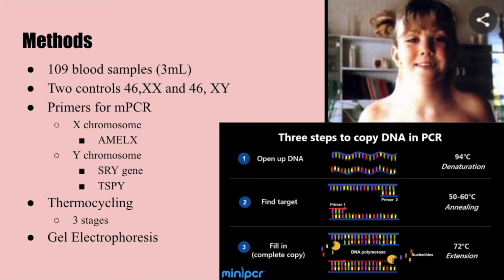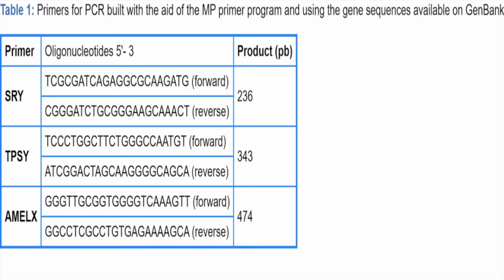Once this MPCR is complete, then the DNA is put into gel electrophoresis in order to be analyzed and compared to the 2 controls. So, Table 1 describes the primers made for the SRY gene, the TSPY gene, and the MLX gene.